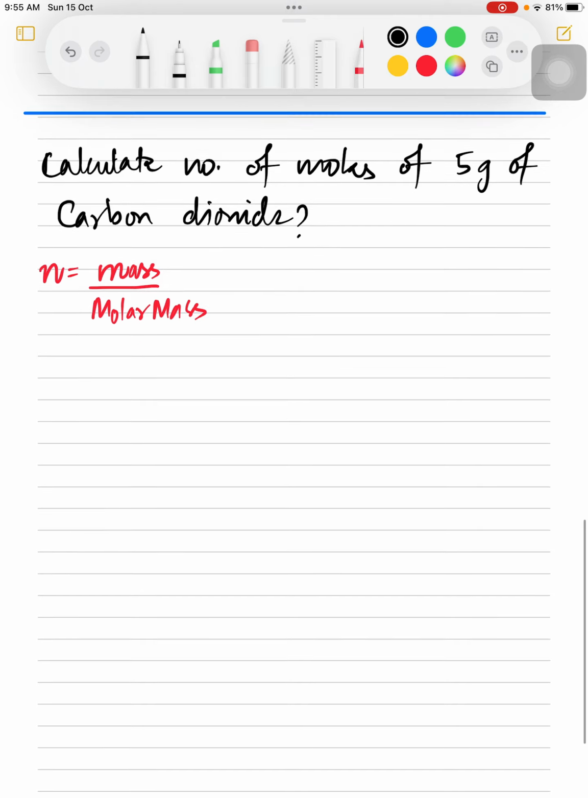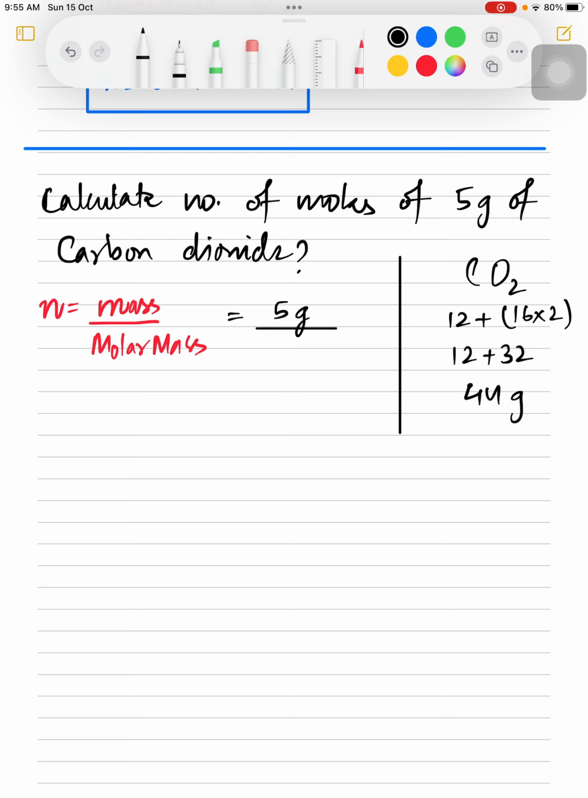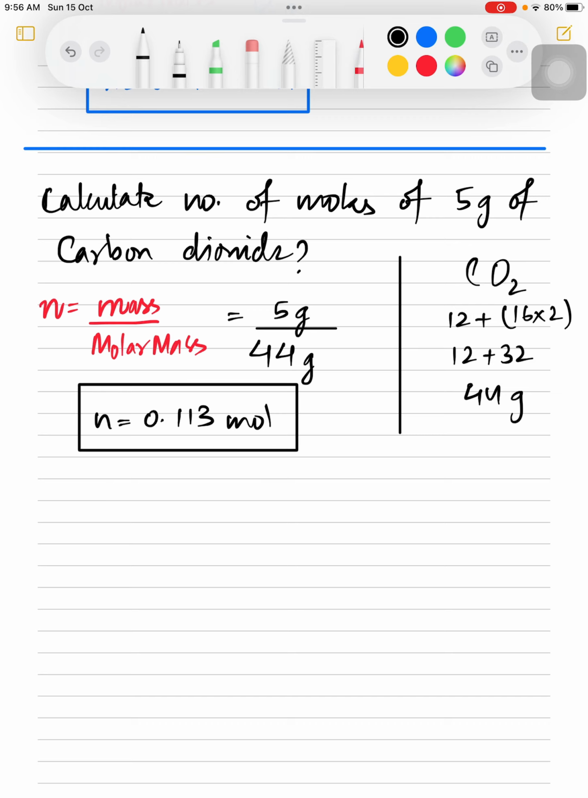Mass upon molar mass, it's going to be 5 grams divided by the molar mass of carbon dioxide, which needs to be worked out. In carbon dioxide, carbon is 12 and oxygen is 16 multiplied by 2. 12 plus 32 is going to be 44 grams. So 44 grams is the molar mass. I just need to divide it. 5 divided by 44 is going to be 0.113 mol, because mol is the unit. I hope it's clear to you.